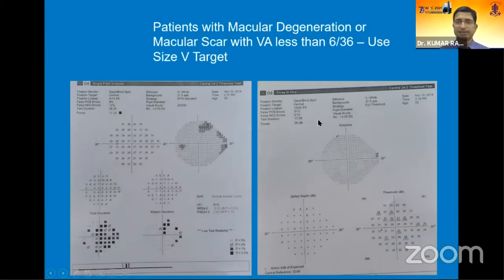Now, normally for the assessment, the target size is 3. And in case the patient has any macular problem, then we can use the size 5 program. But again, we have to remember that the moment we use the size 5 program, we get only the raw data, and we do not get the statistical analysis by the system here.